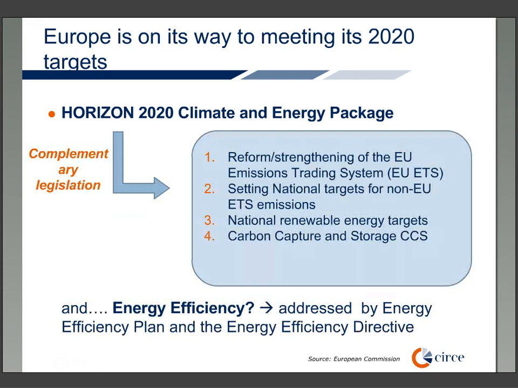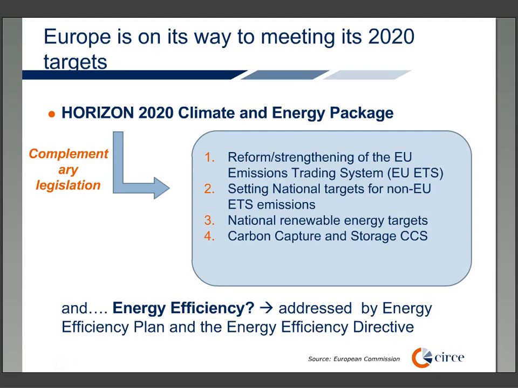The climate and energy package also comprises four pieces of complementary legislation, which are intended to meet these 2020 targets. First, the reform of the European Union Emissions Trading System. This trading system is the key tool for cutting industrial greenhouse gas emissions most cost-effectively. You will learn about this in more detail in further lessons.